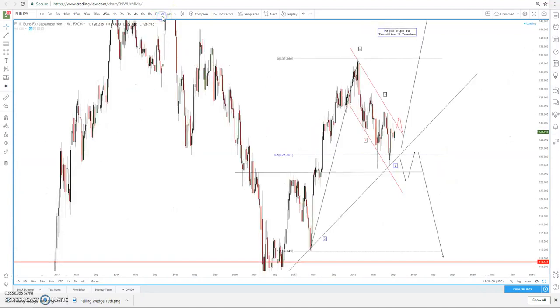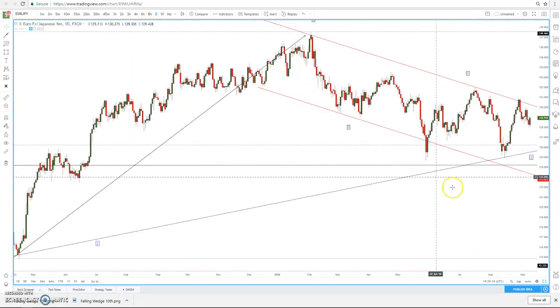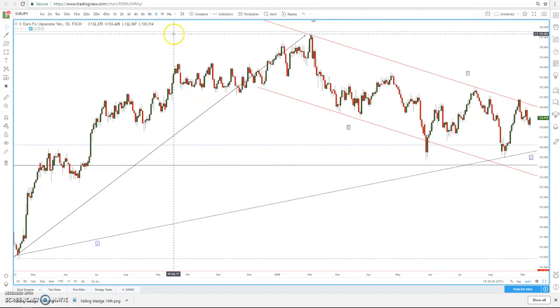But remember, on the weekly it didn't. So this is just a weekly downward channel. Just keep that in mind. But yeah, there's not really much to see on the daily, so let me just take you straight to the 4-hour chart.